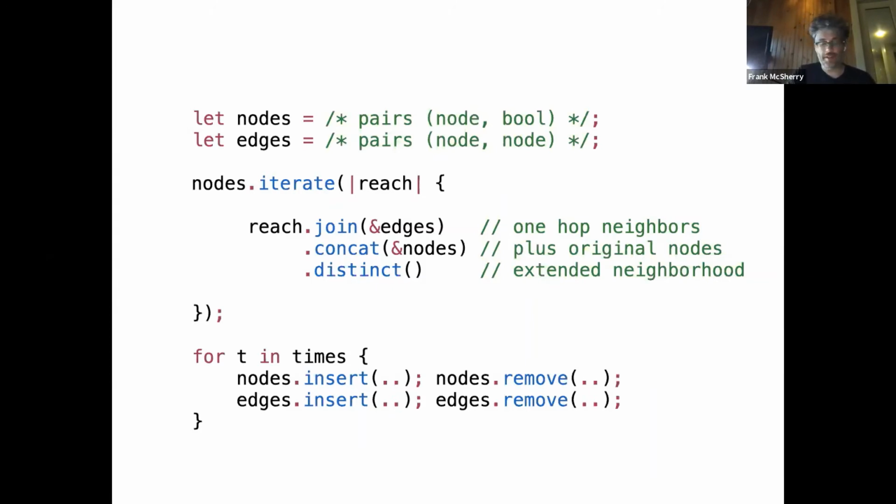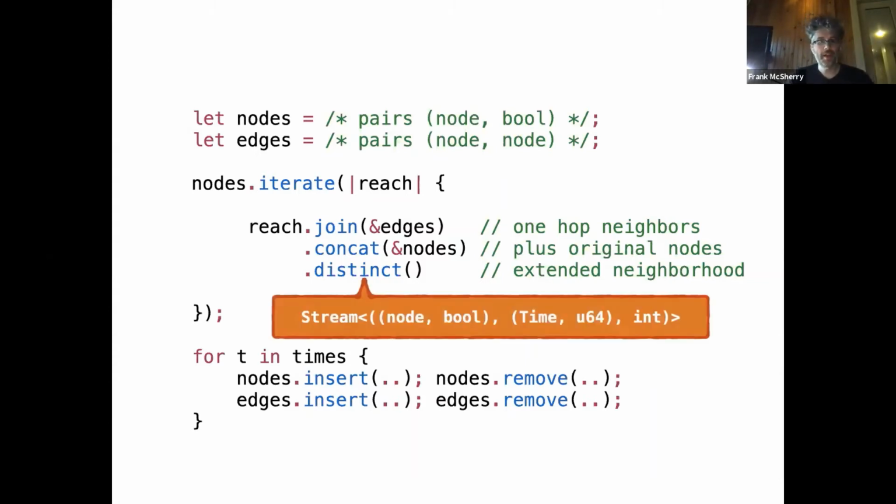Now, I'm going to give some hints. You're not supposed to fully get your head around these things, but I do want to tease a little bit where we're going. Just like before, we're going to have these streams of triples of data, time, and diff. I'd said before that the diff was an integer, +1, -1. That's going to stay true. The data in this case are nodes and bools. It's a pair. Maybe I should have just left that be called data.